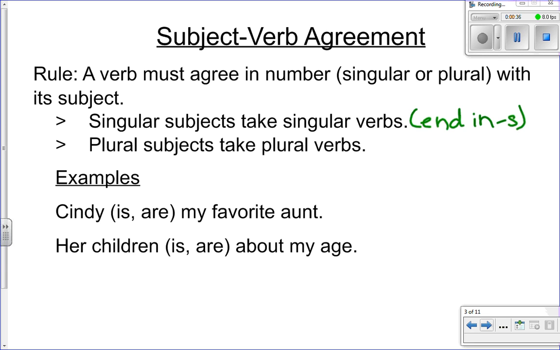For example, Cindy is the subject of the sentence. She's singular, so we're going to take the singular verb that ends in S, is. In the second sentence, children is the subject, which is plural. We'll take the verb that does not end in S, that is the plural verb.